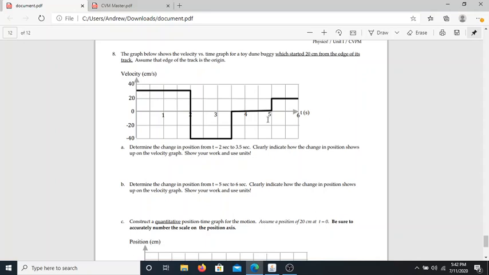Then in section 3, the object stops for 1.5 seconds. Then the object starts moving at a constant positive velocity of 20 meters per second. And I keep saying the object, I know it's a dune buggy.